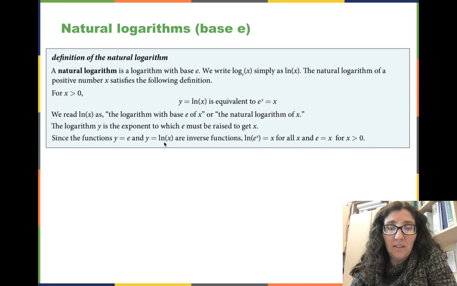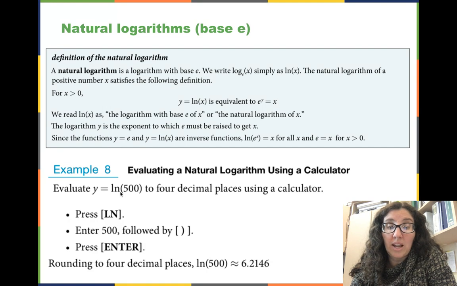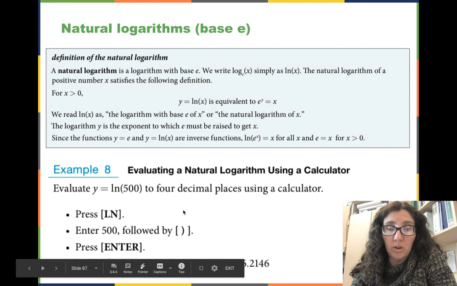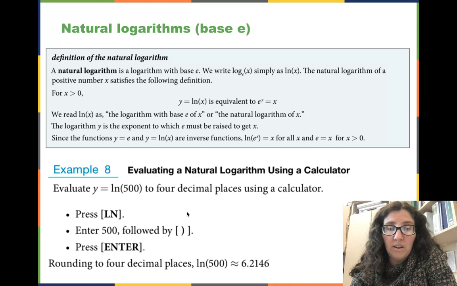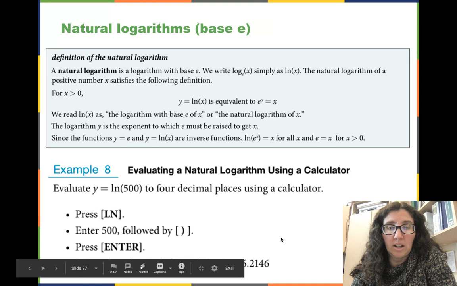y equals e to the x and y equals natural log of x. If you compose them, natural log of e to the x equals x. All right, so your calculator also has a natural log button. If you wanted to evaluate natural log of 500, you could try to guess, but using your calculator is going to be the way to do it. So you push the ln button, then 500, and out pops, hopefully, this answer, 6.2146.